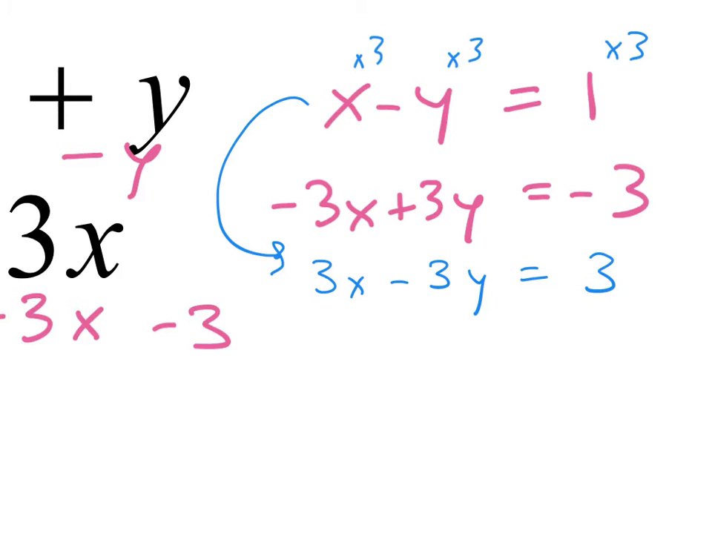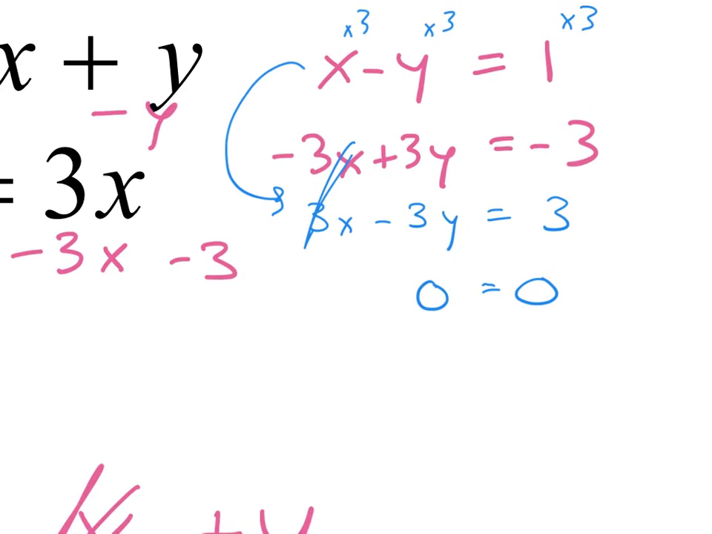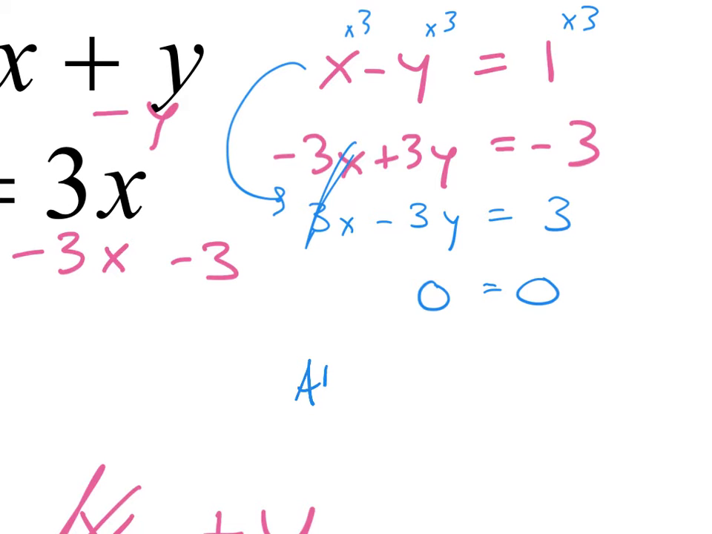Now that I have a term that can cancel out, we combine our equations. So negative 3x plus 3x is 0. Those cancel out. 3y minus 3y is 0. And then negative 3 plus 3 is 0. Here we have another special case. When we get 0 is equal to 0, this is all solutions.